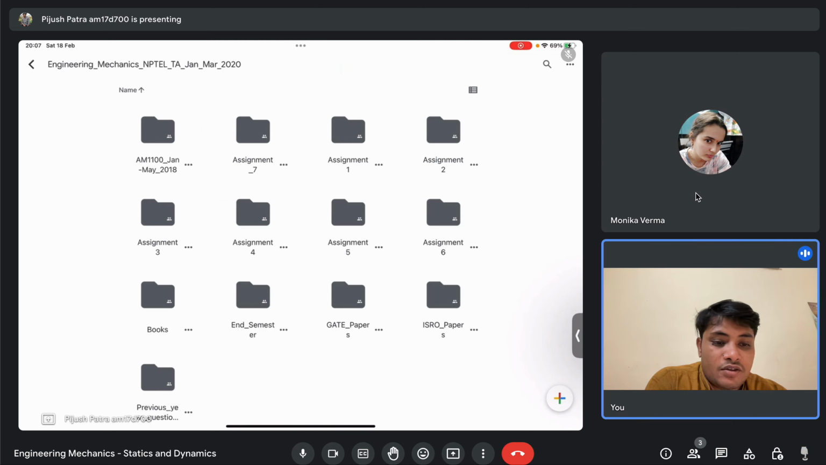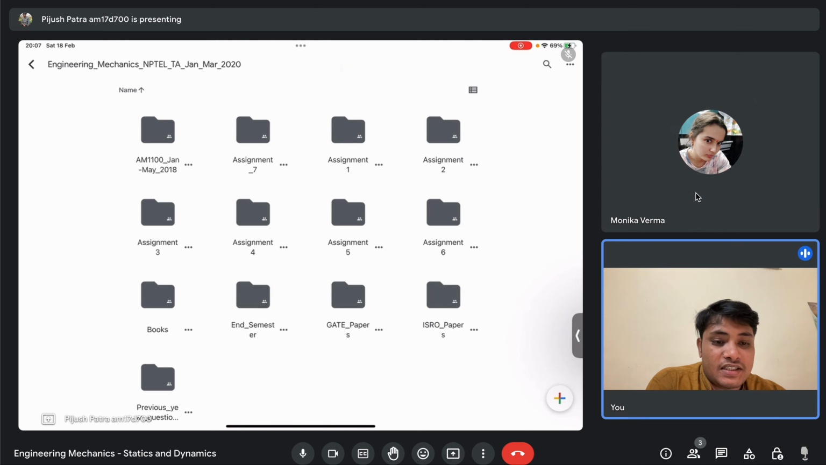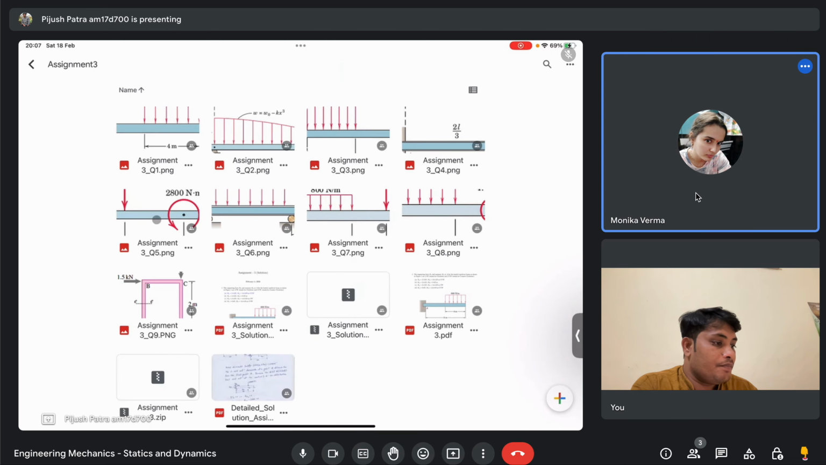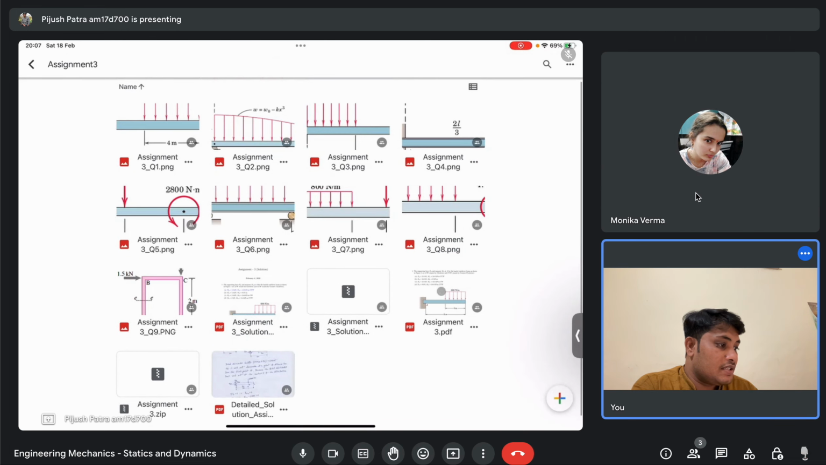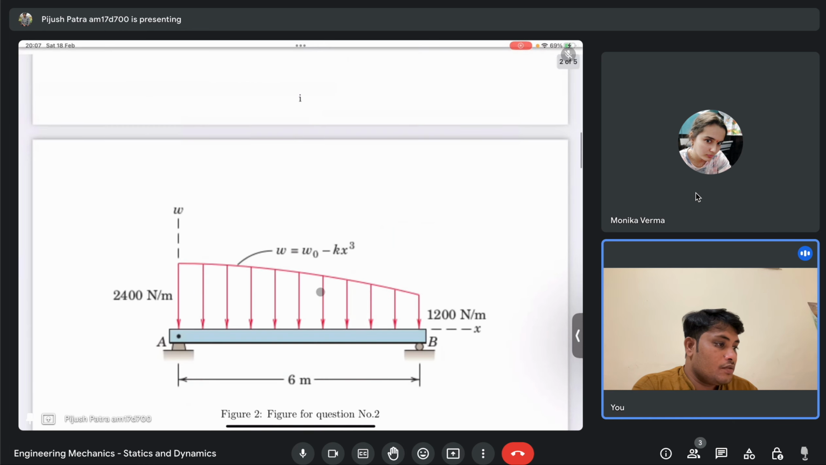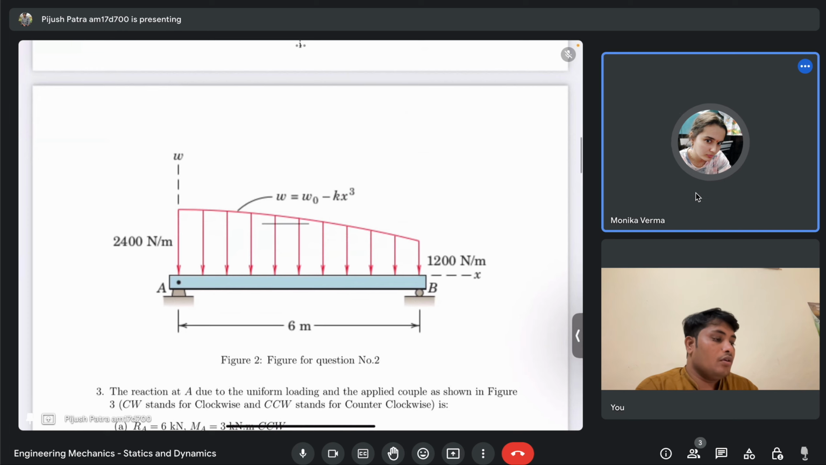Okay, in case of beam, you are saying? Yes, sir. Is that same question there in the assignment? Yes, sir. In the assignment, it is given. I'm just searching the question number. Okay, so I'll just share it. You can tell me which one. Yes, sir. The upper one. Yes, sir. This one.